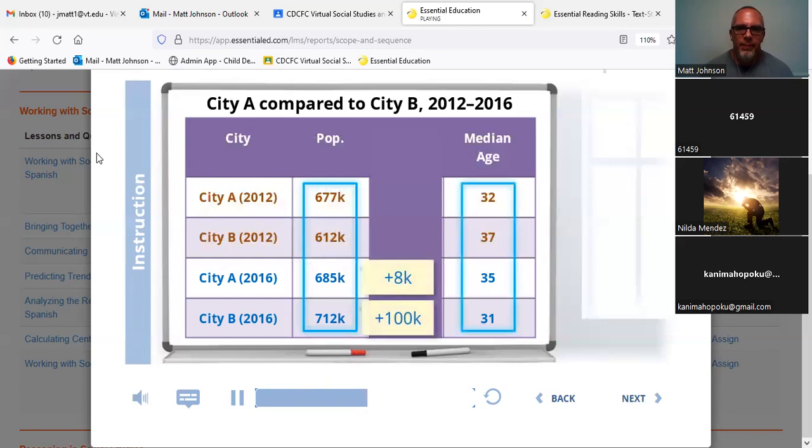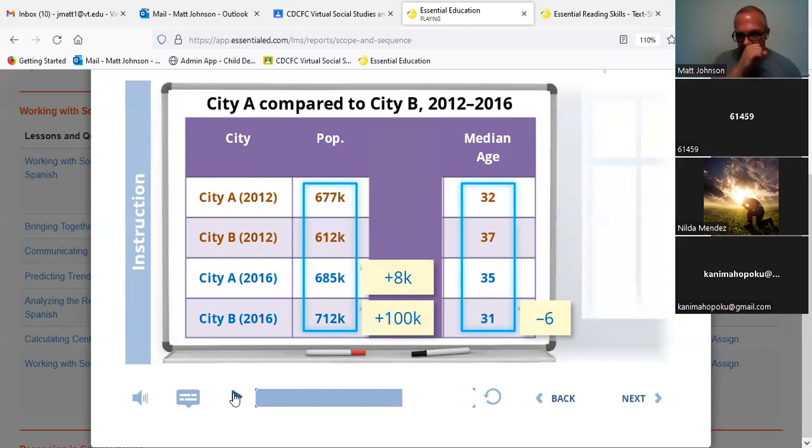Now, let's look at median ages. City A actually grew older. That's not what the prompt is looking for. City A is not the answer. City B, on the other hand, experienced enormous growth. City B's median age also dropped 6 years during the same time period.